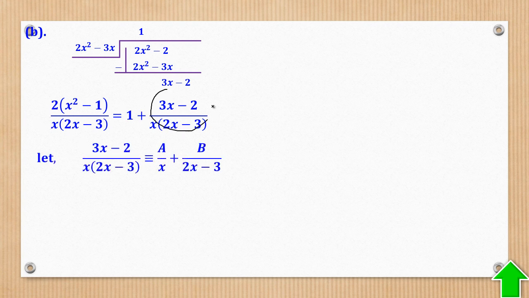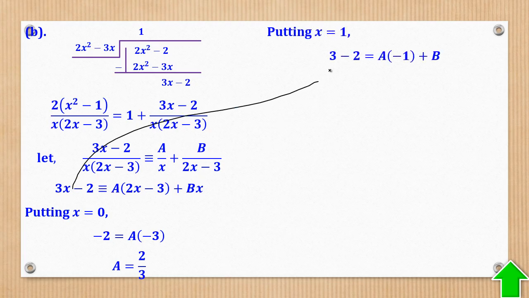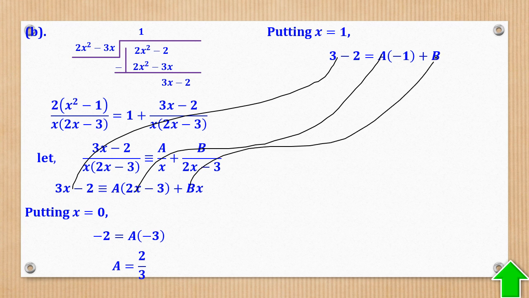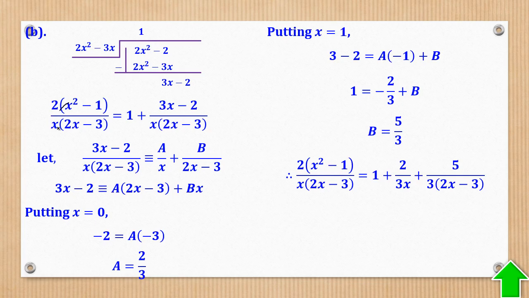So now we shall deal with this one alone. So let this be equivalent to this. Equivalent of the numerator is that. So putting x equal to 0, this is 0, you get negative 2. And here this goes away. Here put 0, you get negative 3. So negative 3a is equal to negative 2, being that a is equal to 2 over 3. Putting x equal to 1, here it becomes that, here it becomes that, and here it becomes that. The good thing, I know the value of a, so I can make b the subject. Therefore this is equal to 1 plus this, and that's what they wanted.